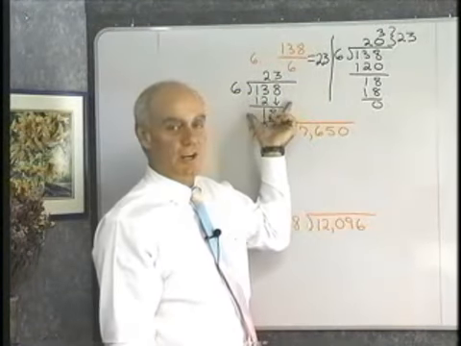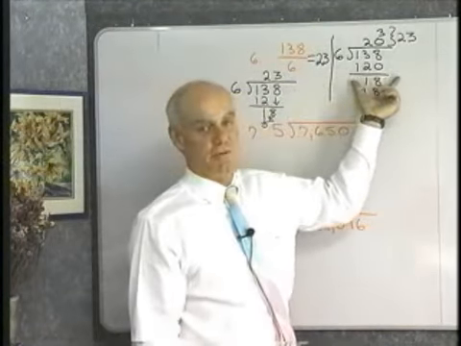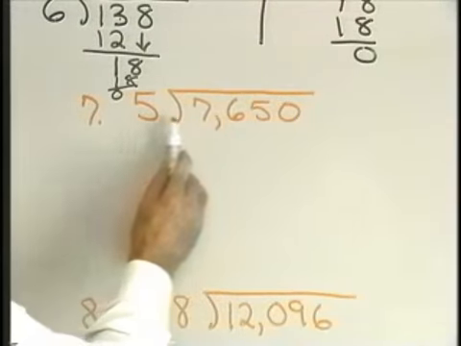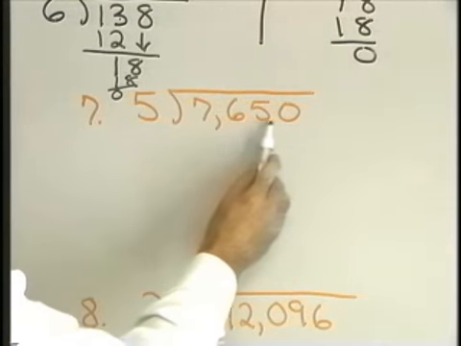So this version right here is a shorthand form of this version. Let's go and look at our next problem. I have 5 divided into 7,650.